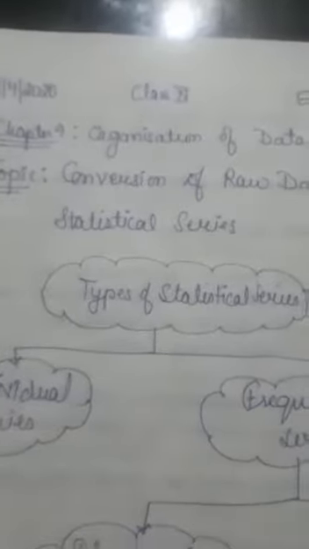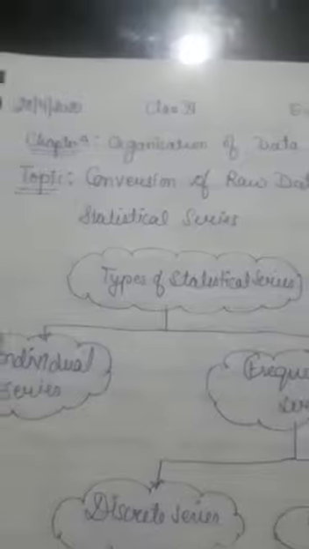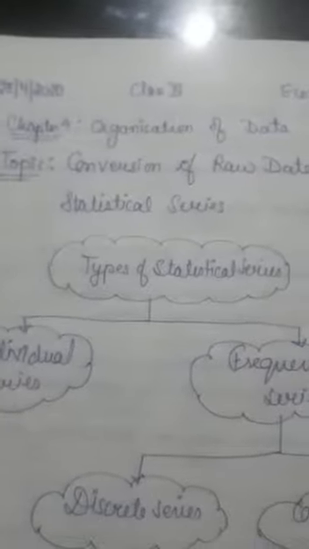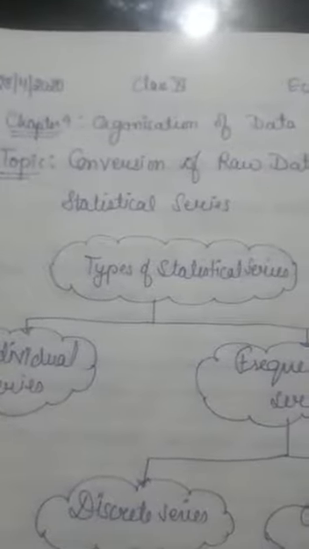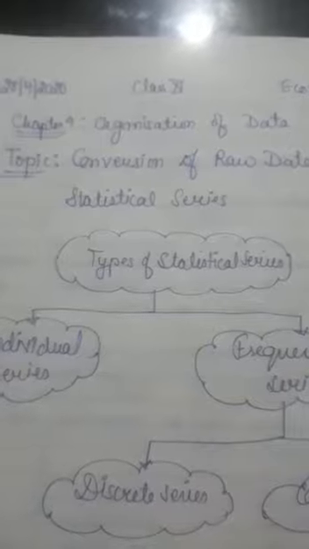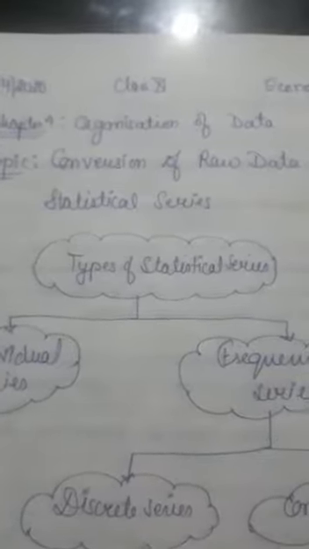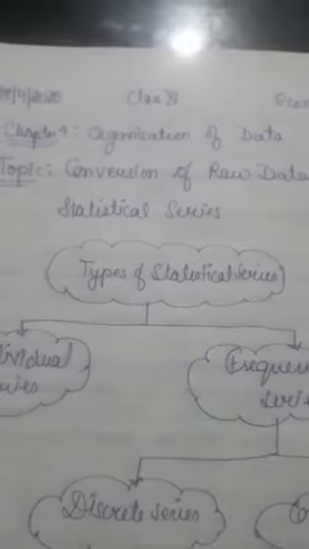Good morning, students. As you know, we are doing our chapter 4, Organization of Data. Today we are going to discuss how we can convert raw data into a statistical series.